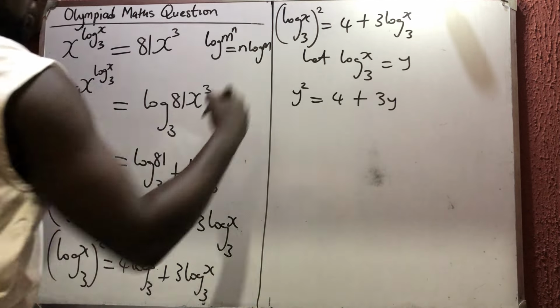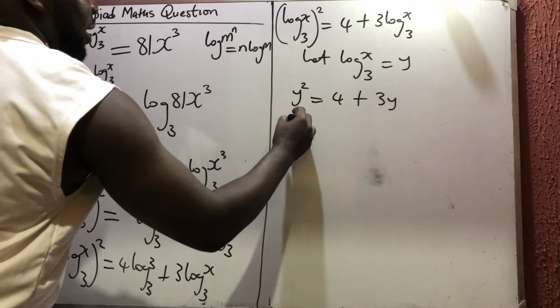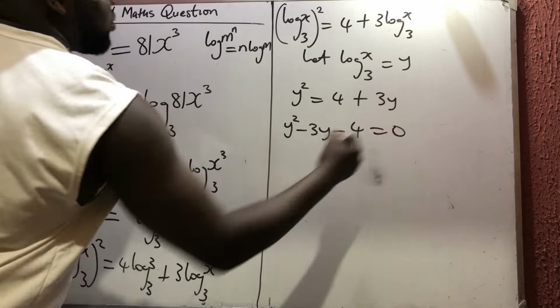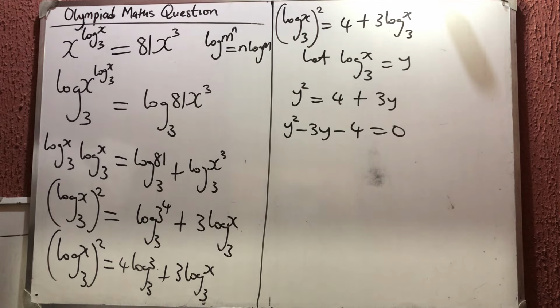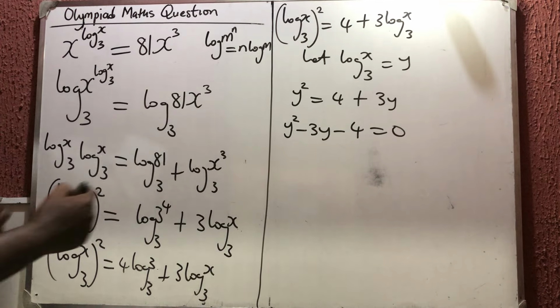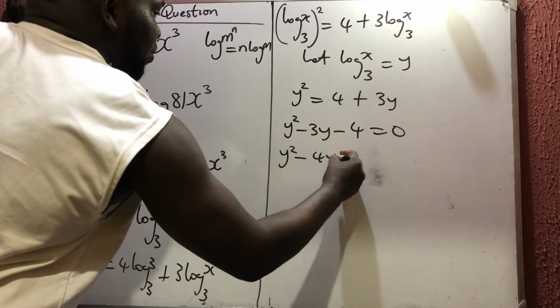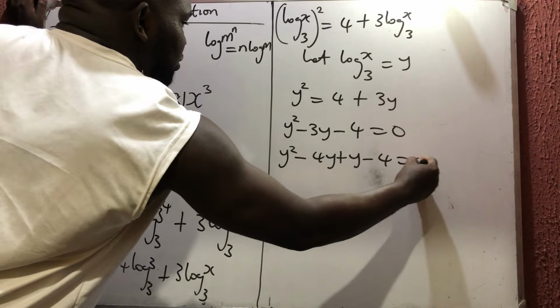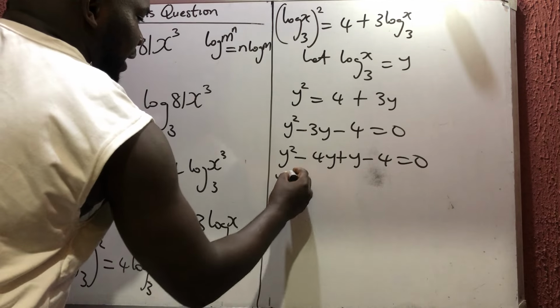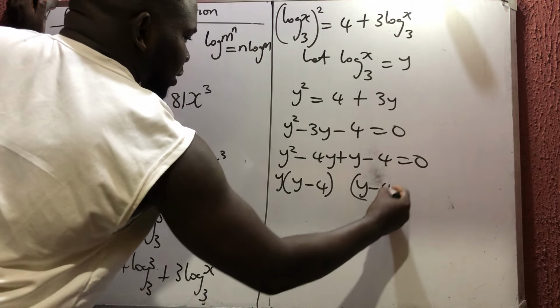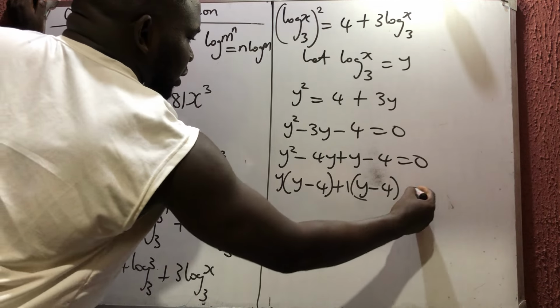Okay, let's bring everybody to the other side. I'll be having y squared minus 3y minus 4 is equal to 0. So this is a quadratic equation and it is factorizable. So I'll be having y squared minus 4y plus y minus 4 is equal to 0. So I'm having y into y minus 4, then plus 1 into y minus 4 here, is equal to 0.